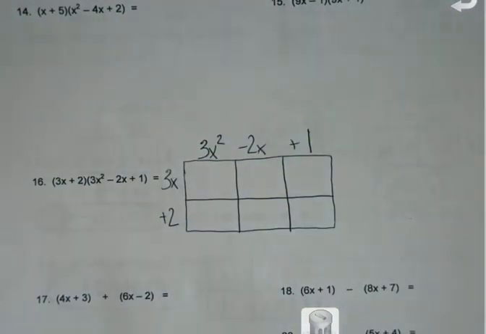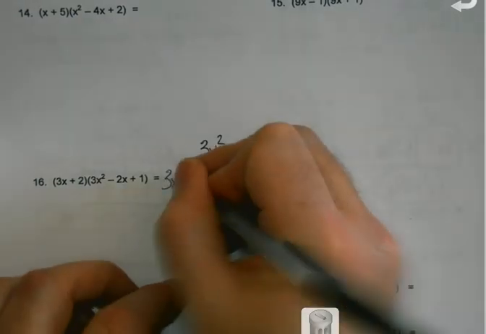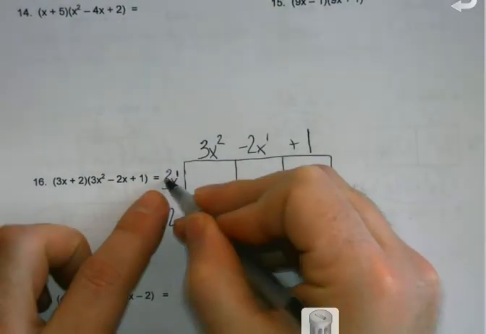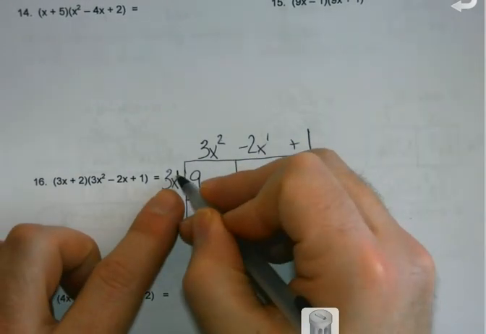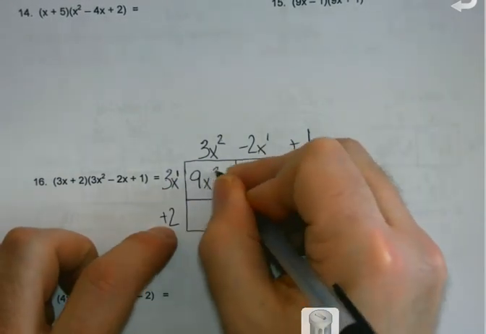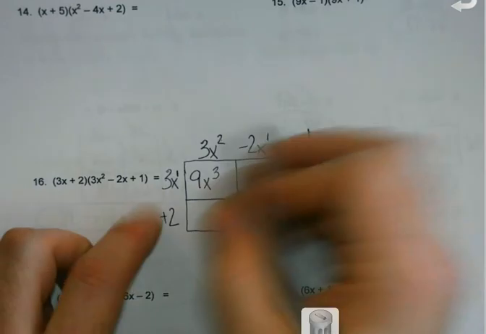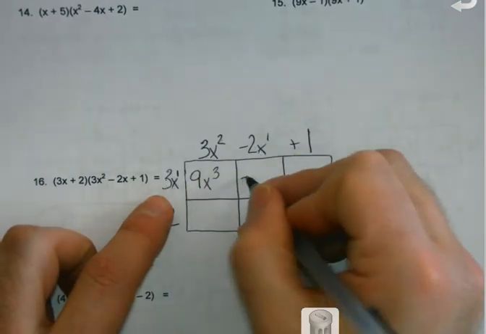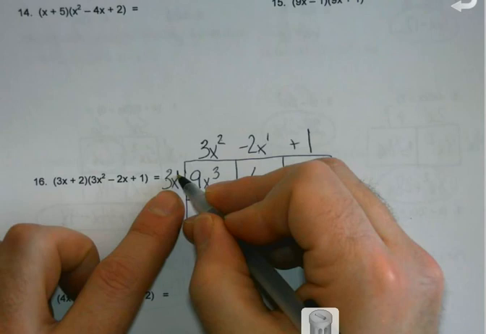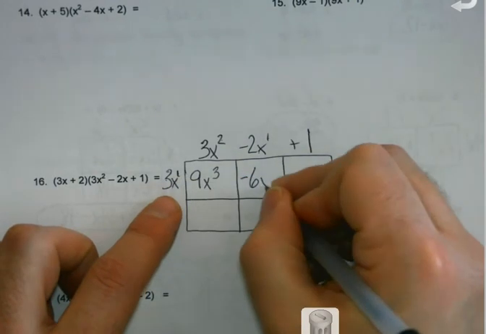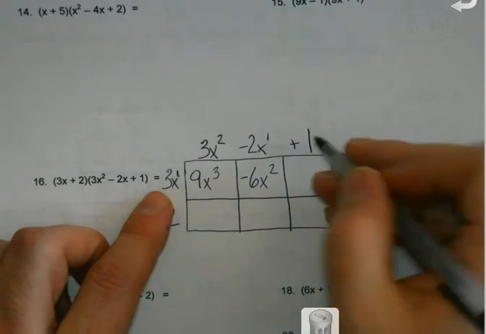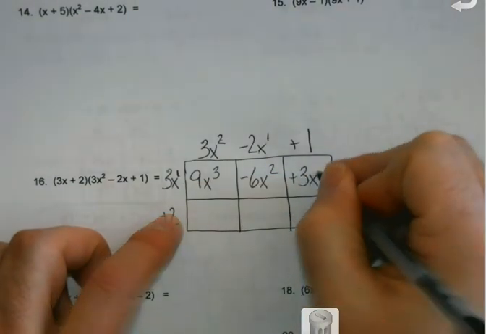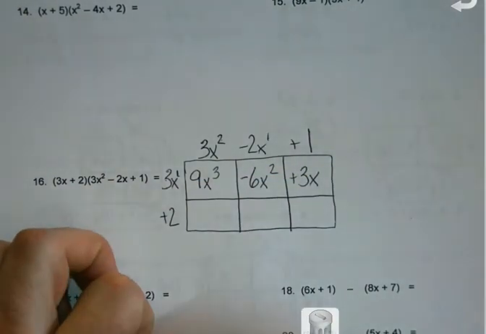I'm still going to do all my multiplying just like I have been. I'm going to put my 1 on here so I don't forget. So 3 times 3 is 9. Add my exponents. 1 plus 2 is 3. 3 times negative 2 is negative 6. And I have x's in both places, so I'll add the exponents. And then 3 times 1 is 3x. I can put the 1 on there if I want to.